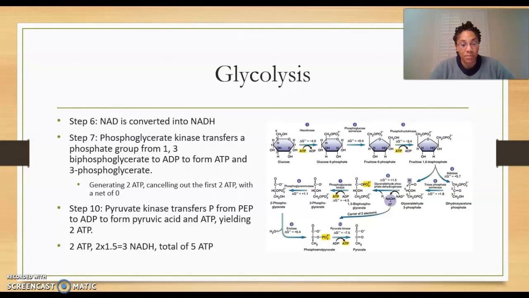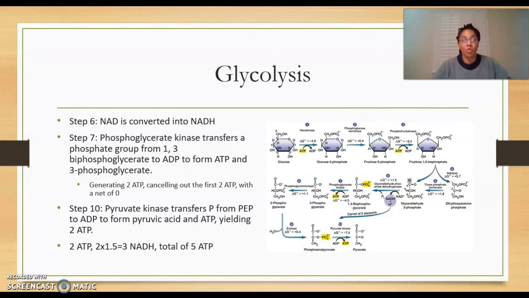So now you go to step 10. Pyruvate kinase transfers a phosphate from PEP to ADP to form pyruvic acid and ATP, which yields 2 ATP. So now you have a net of 2 ATP. So you have 2 ATP and 2 NADH, which yields a total of 5. In this instance of glycolysis, you have 1.5 molecules of ATP per NADH. So 2 times 1.5 for the NADH gives you 3, plus 2 ATP, which gives you 5 ATP total. Now that's glycolysis and how ATP is formed in glycolysis.